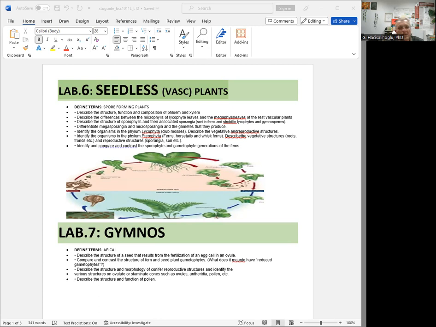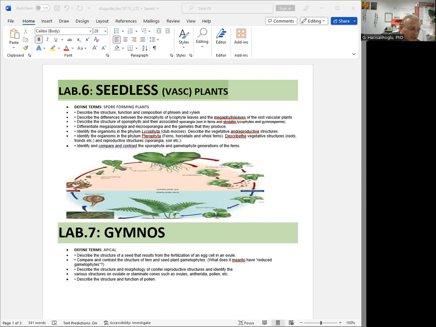Today's topic is ESC 1011 lab and module number 2, which covers labs 6, 7, 8, 9, 4 labs. So 6, 7, 8 are plant biology labs, and 9 is a fungi lab.